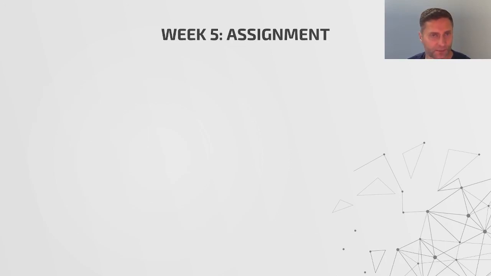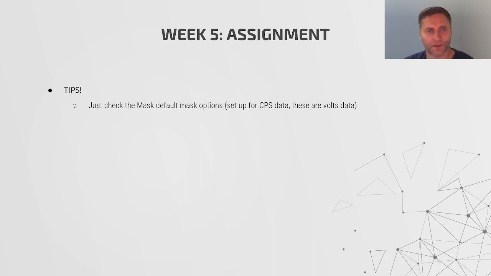Now, just some tips in case you get stuck. Just check to make sure that the mask default options are not too stringent. You might find when you're writing your DRS that you don't see any values at all, and that'll just be because the default mask options are set up for counts per second data, not volts data. So that's something to check.